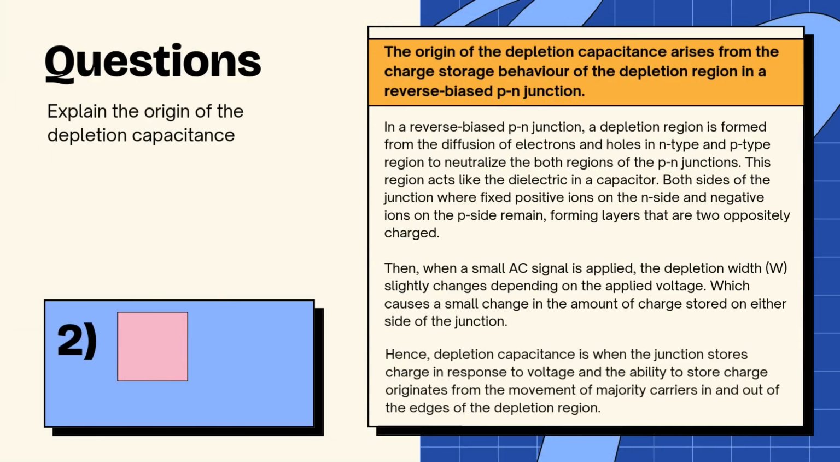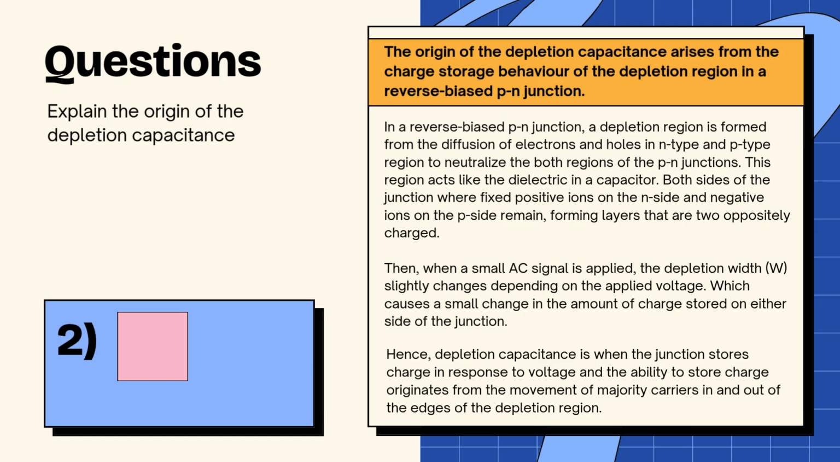Question 2 asks to explain the origin of the depletion capacitance. The origin of the depletion capacitance arises from the charge storage behavior of the depletion region in a reverse bias p-n junction. In a reverse bias p-n junction, a depletion region is formed from the diffusion of electrons and holes in the n-type and p-type regions to neutralize both regions of the p-n junction. These regions act like the dielectric in a capacitor.